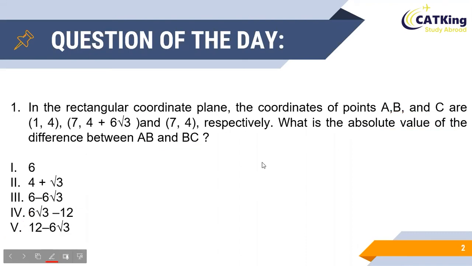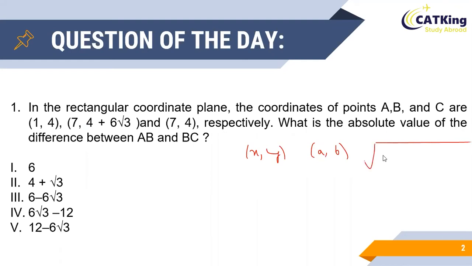So, it is known to us that the distance between 2 points with coordinates x, y and a, b can be written as root over (x minus a) square plus (y minus b) square. So, this is the distance between these 2 points. Now, let us find the distance of A and B, that is length AB using this formula, and length BC using this formula, and then we can subtract the lengths to find the absolute value of the difference between AB and BC.